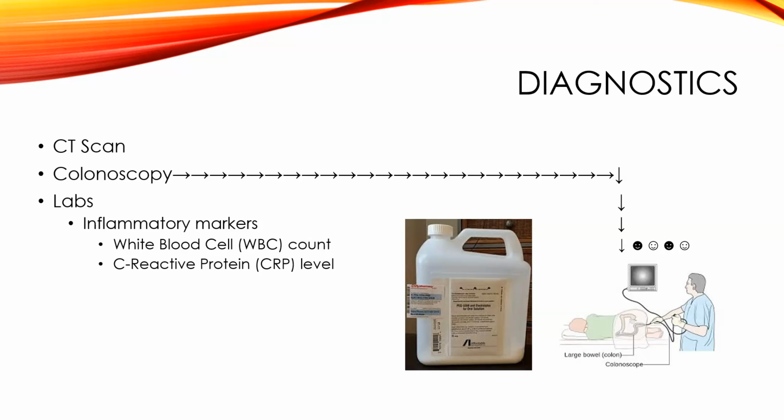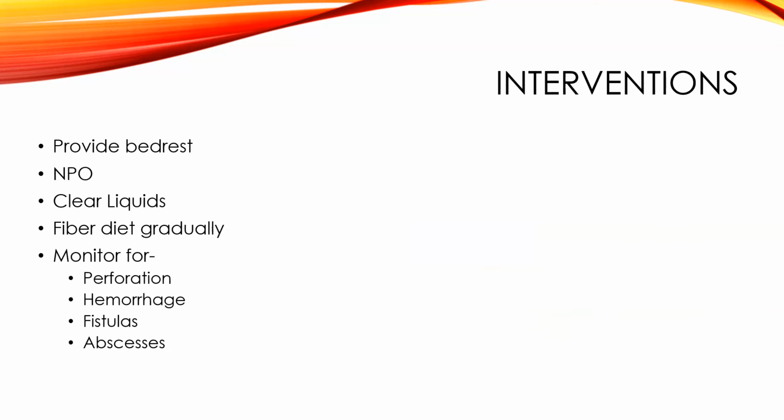Lab-wise, they're going to look at inflammatory markers such as the white blood cell count, and they're also going to look at something called a C-reactive protein, which is a marker of inflammation. Intervention-wise, you're going to provide bed rest. Obviously, make them NPO. You can advance them to clear liquids if they can tolerate it, then a fiber diet gradually. Again, you're monitoring for perforation, hemorrhaging, fistulas, and abscesses.